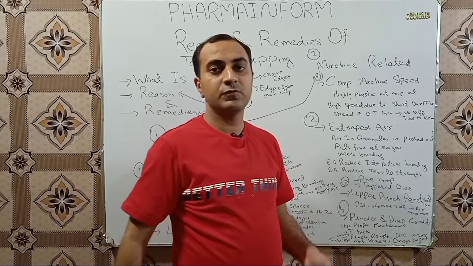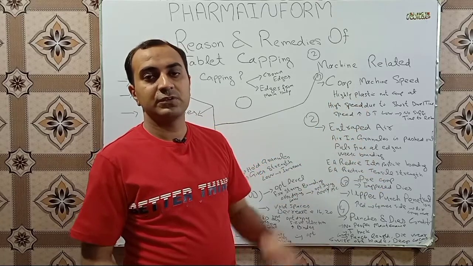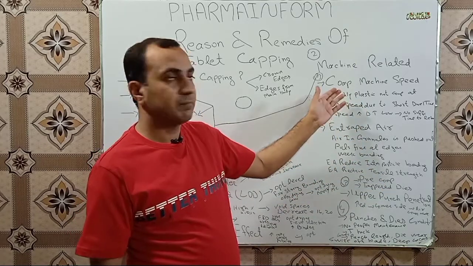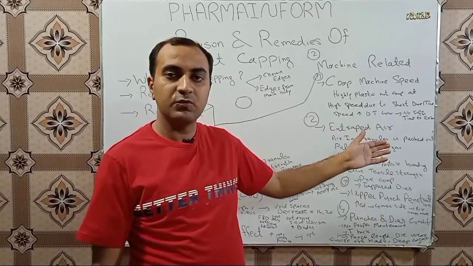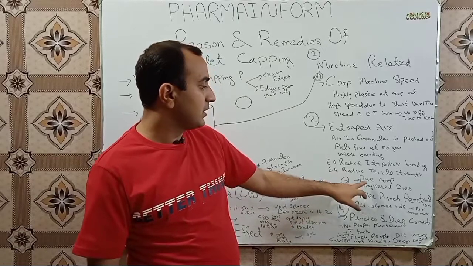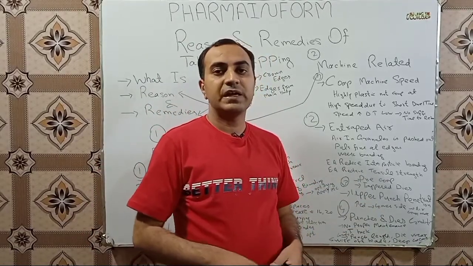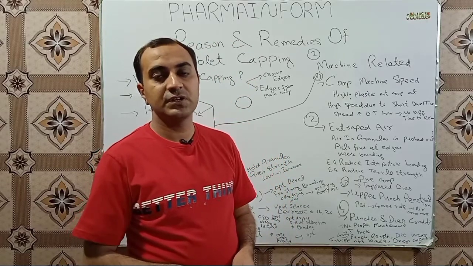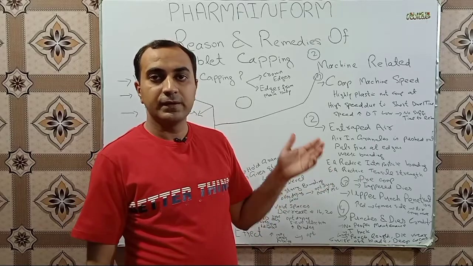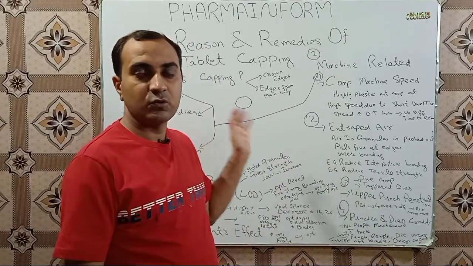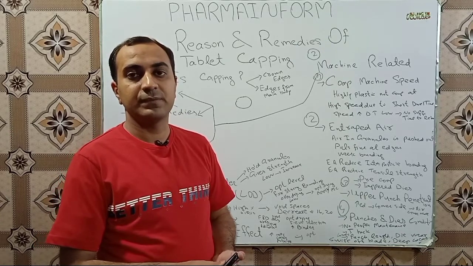So for a brief overview, the machine related factors which may result in tablet capping are compression machine speed and entrapped air. To remove entrapped air, we may use pre-compression and taper dies. Other factors are upper punch penetration, punches and dies condition, and also the adjustment of swipe of blade. So I hope now you are totally clear with the concept of tablet capping, its reasons and remedies.